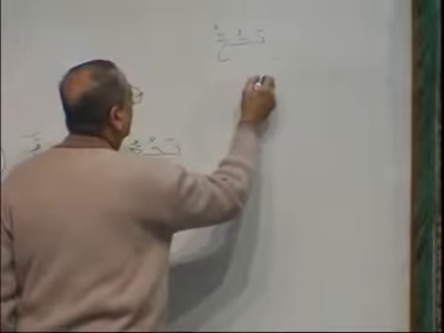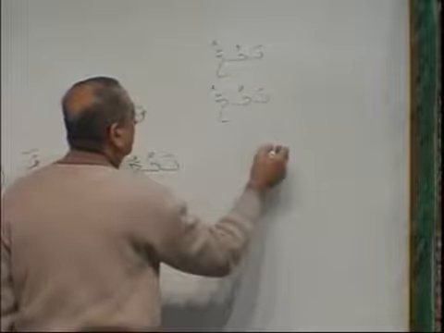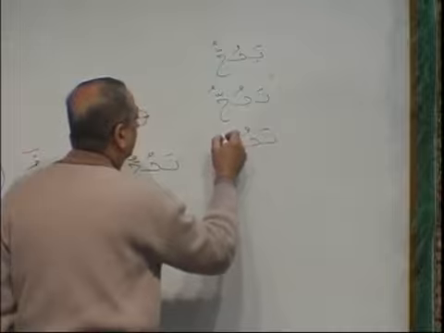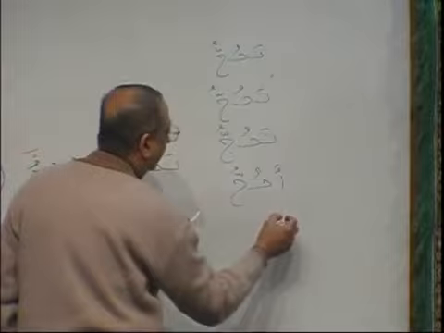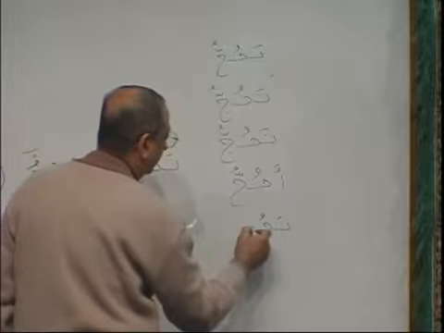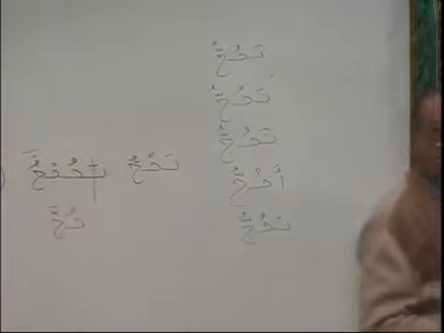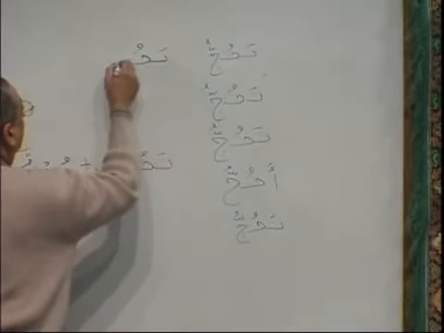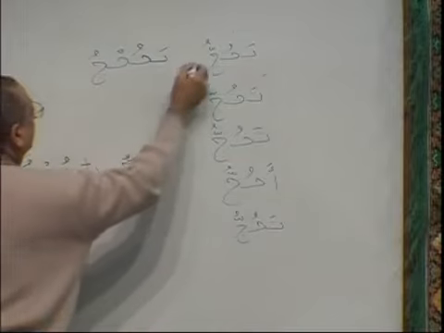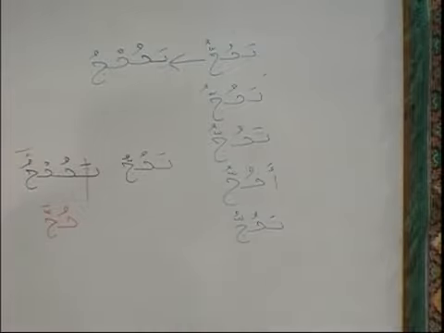Yahujju, tahujju, tahujju, ahujju, and then nahujju. Are you with me, brothers and sisters? Okay. How will you make it majzoom? How will you make it majzoom? What is yahujju, brothers and sisters? This is what it is. Sahi? What is original?